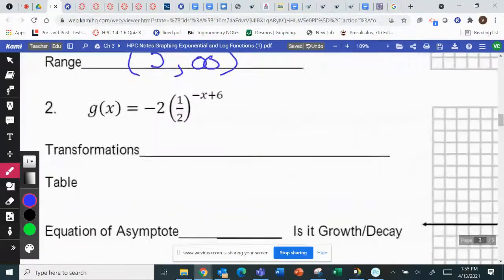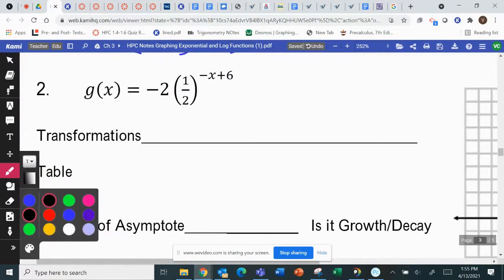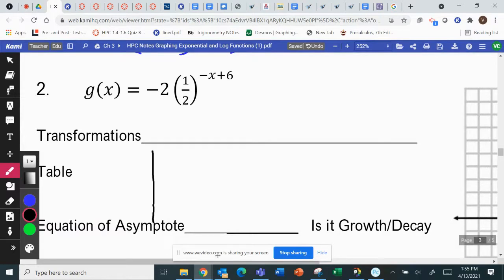Okay, question 2. I'm going to start by writing my parent function table. And I'm going to use 1/2 to the x as my parent function. So I'll do -1, 0, 1, y equals 0. So when I do -1, I am reciprocating 1/2, which is 2, and then 1, and then 1/2.